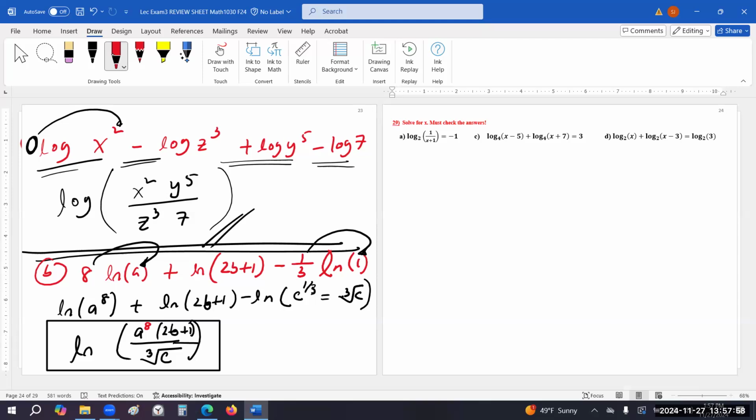It doesn't matter what is given to you. If you have a single log, you need to convert into exponential. If you have more than one log, you need to combine them into a single log first.